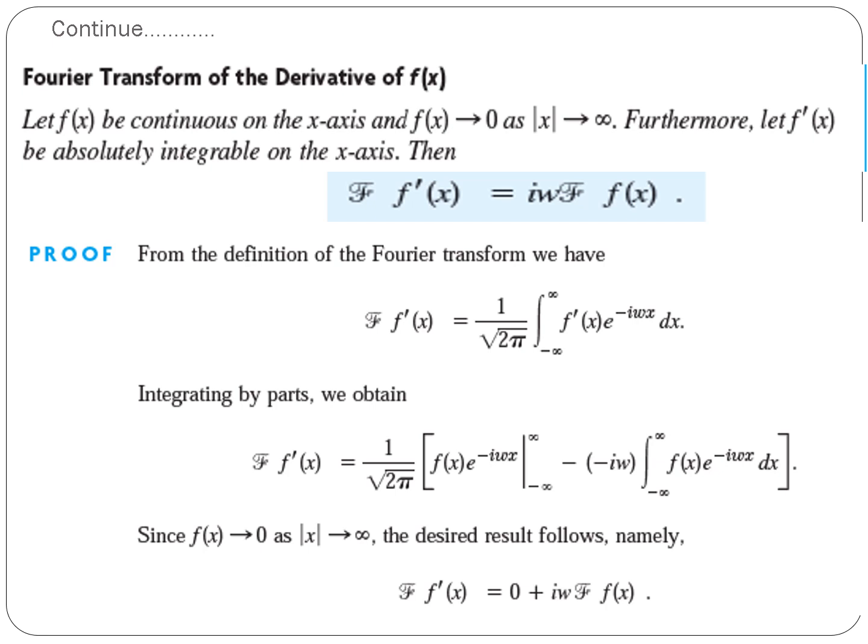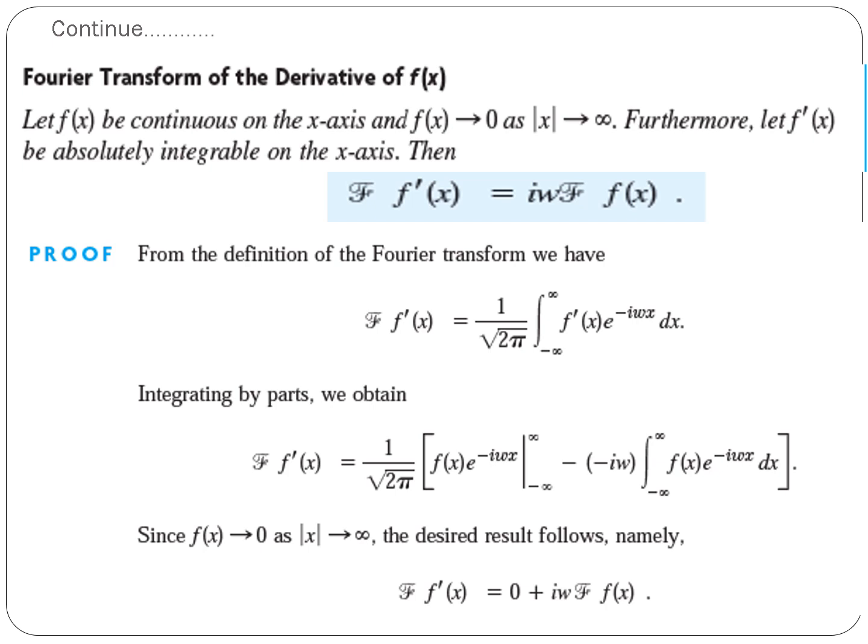So 1 by root of 2 pi, first function, that is e raised to minus i omega x, into integral of the second function. Integral of f dash x is f of x between the limits minus infinity to infinity, minus integral of derivative of first. Derivative of e raised to minus i omega x is e raised to minus i omega x into minus i omega, into integral of the second, that is f of x.